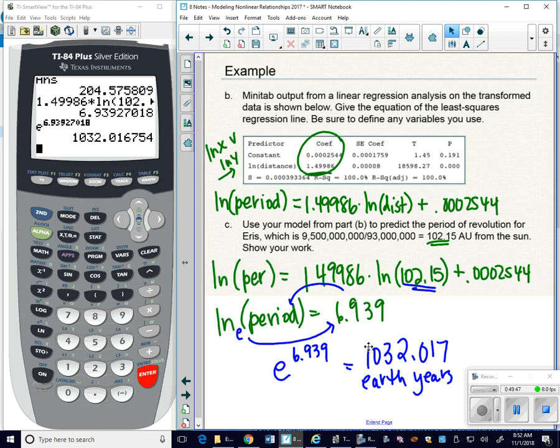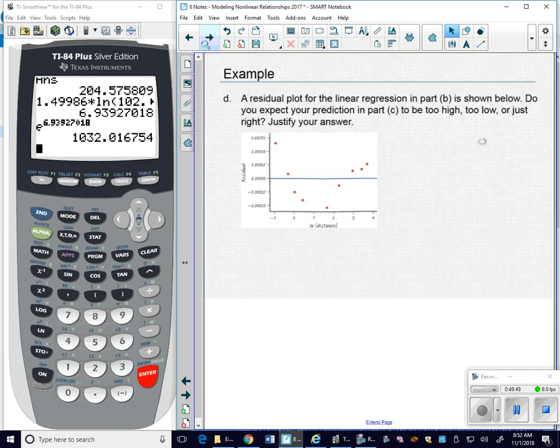But if we look at letter D, we can also see this is the residual plot for the linear regression from part B, shown below. And so if you think about it, it's kind of hard to estimate this, but if you see that residual plot, I can actually see that the regression equation that I came up with, even though the value of r squared was 100%, because I see the curve in this pattern, I probably wouldn't be very confident in it.